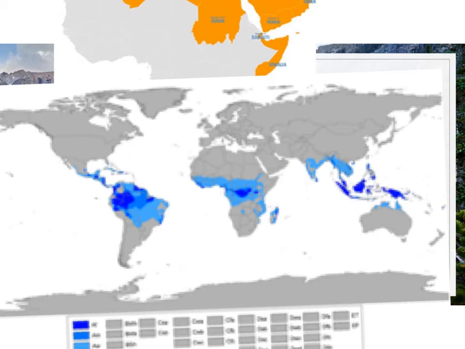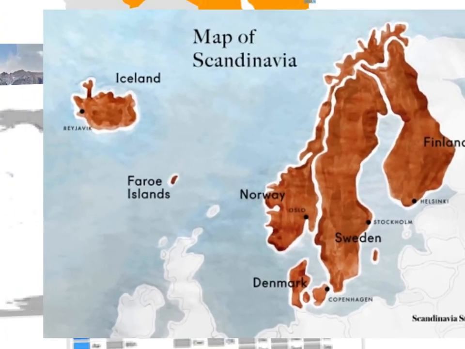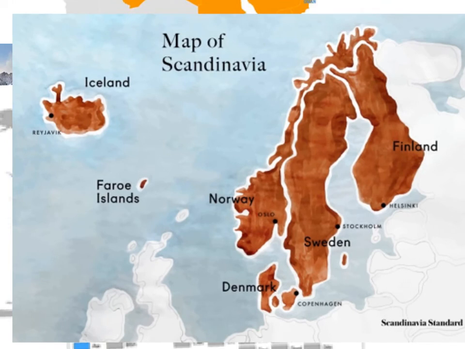Another example. Let's look also at this region. This region is called the Scandinavian region. It's mainly shown in the brown color. Why do we call it the Scandinavian region? Because first, according to its location, it's located in the northern part of Europe. People in this region speak similar languages and practice the same religion.